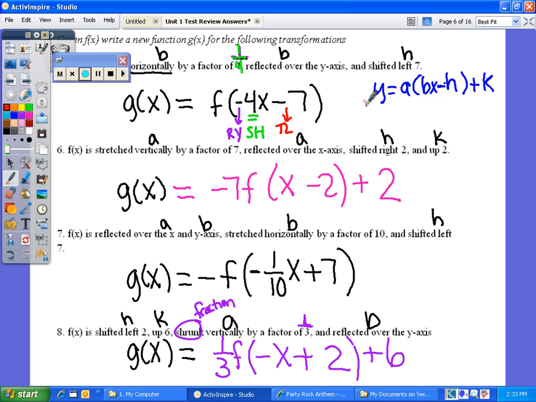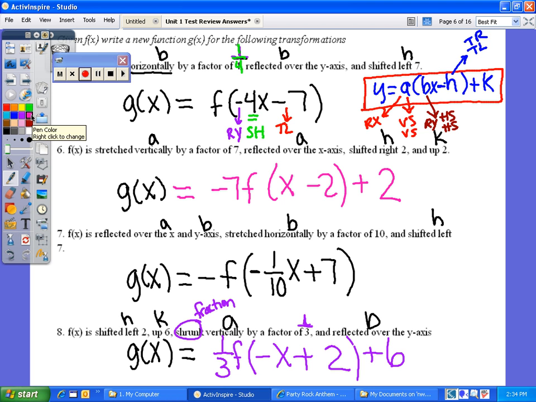And everything we do is based on this formula. Remember, A tells you about your vertical stretch or your vertical shrink. It also tells you about your reflection on the x-axis. The B tells you about your horizontal stretch, horizontal shrink, and your reflection on the y-axis. H tells you whether you're going to translate left or translate right. And K tells you whether you are translating up or translating down.